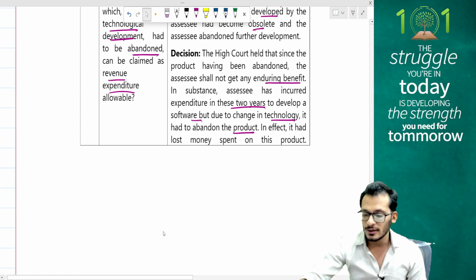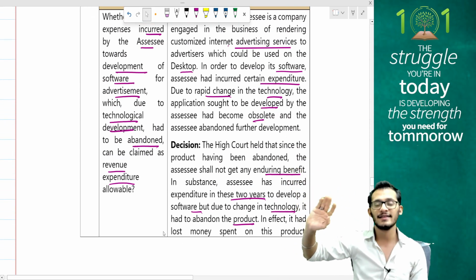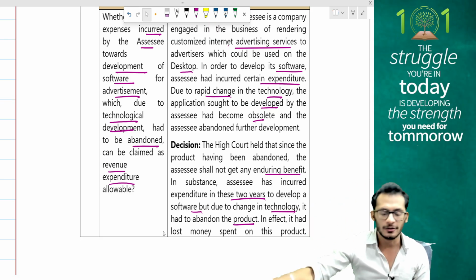Yes, if you notice this question also, what is happening? The person is already in the business of doing customized internet advertising services, which means it's a part of his current business and therefore is allowed as deduction.